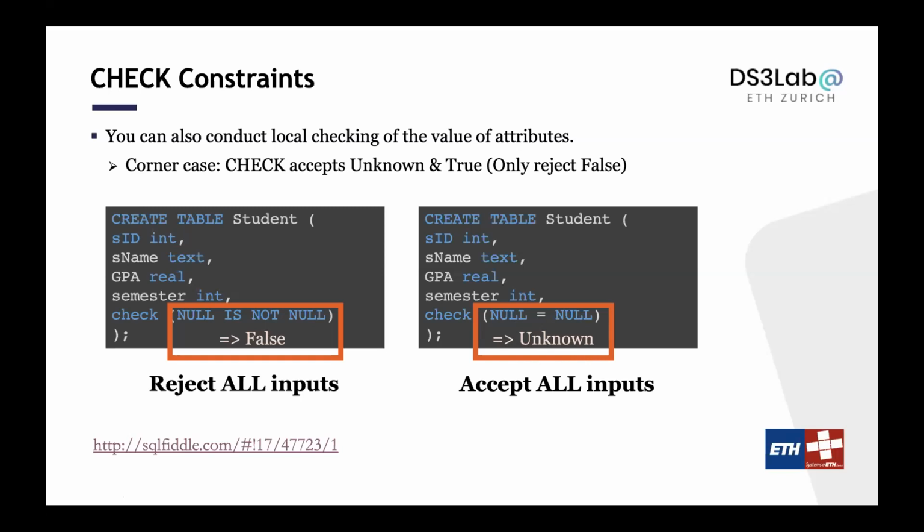And when the check gets unknown, it will accept it. Yes. Okay. So check will accept unknown, or true, right? So I mean, it only rejects false. Yeah. Okay. Thank you.